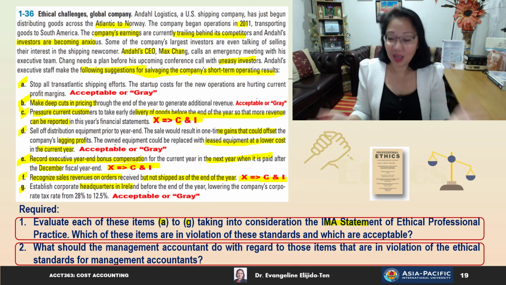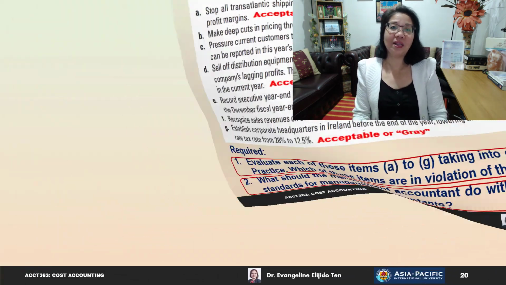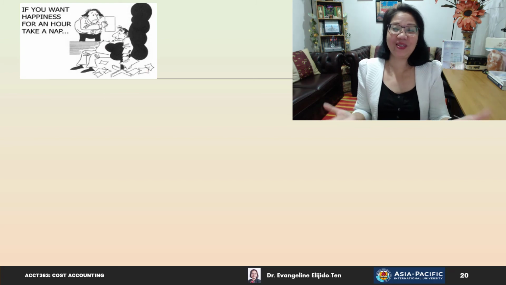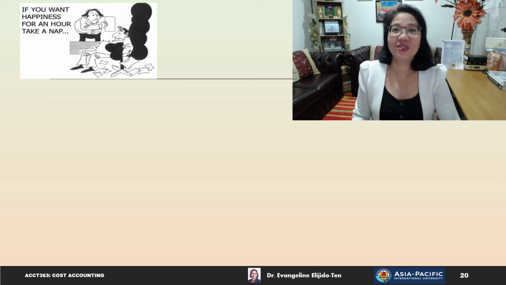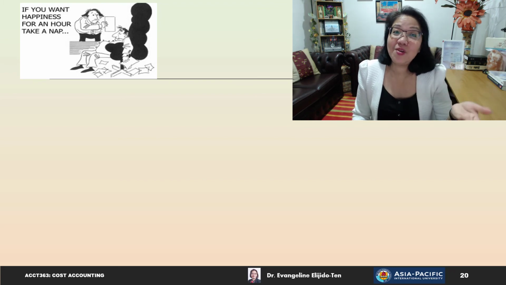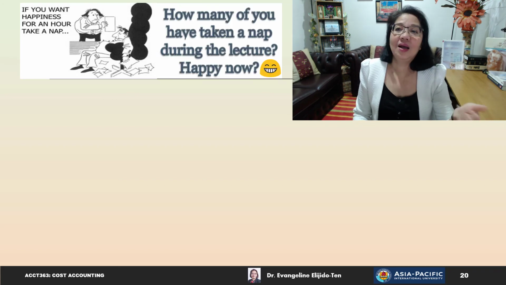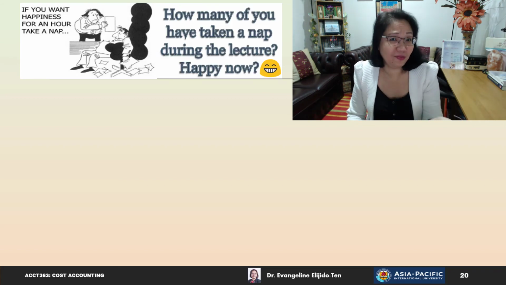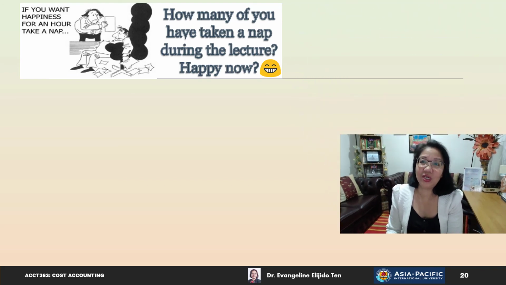All right. Well, this is it for topic 1. I'd like to leave you with this cartoon that I have seen as we close this lecture. It says in this caricature that if you want happiness for an hour, take a nap. How many of you have taken a nap whilst watching the lecture? Hope you didn't fall asleep whilst watching the lecture.